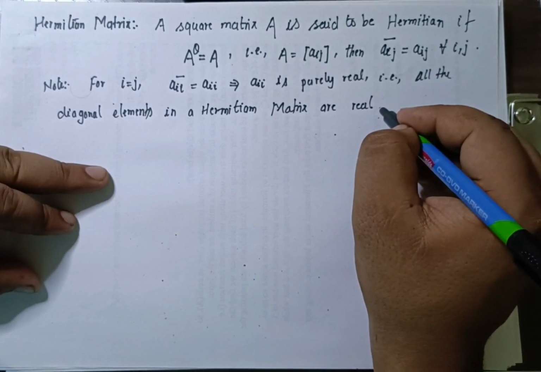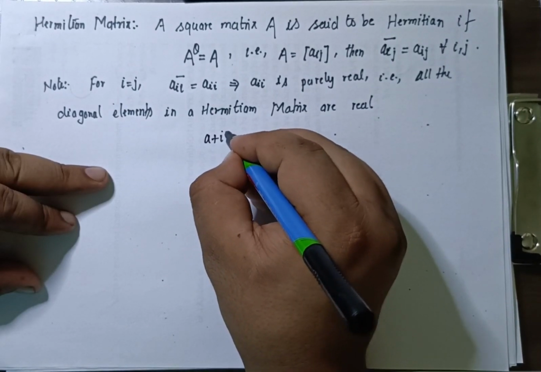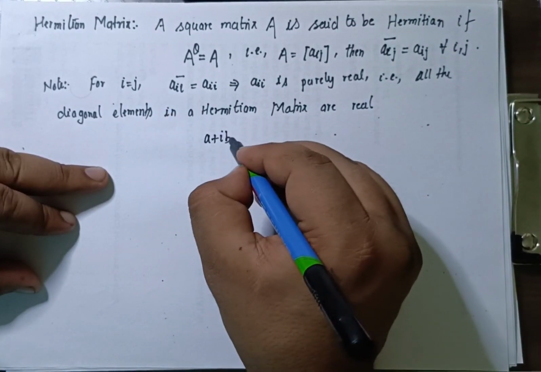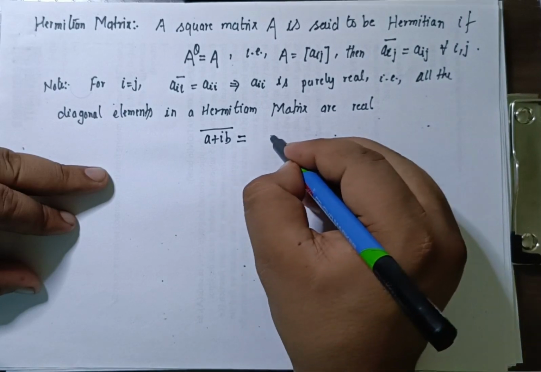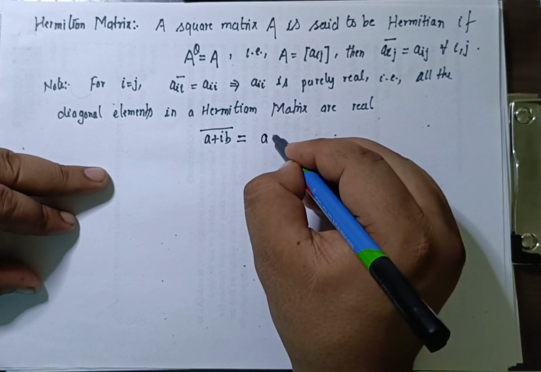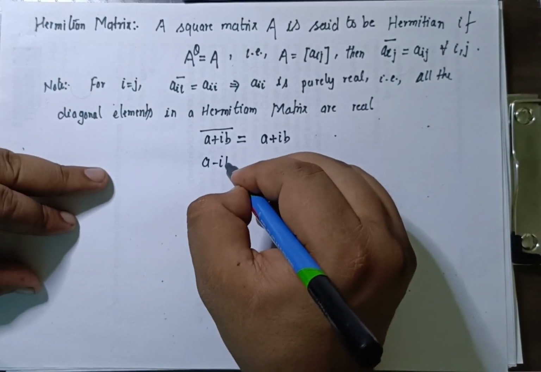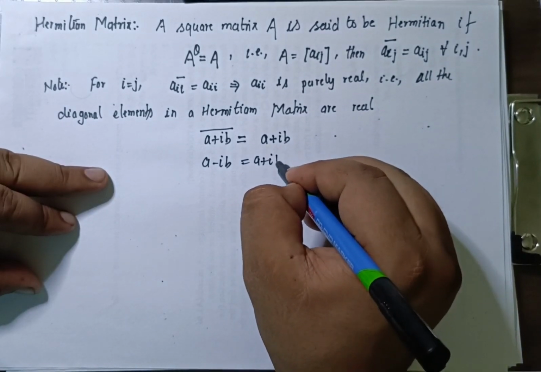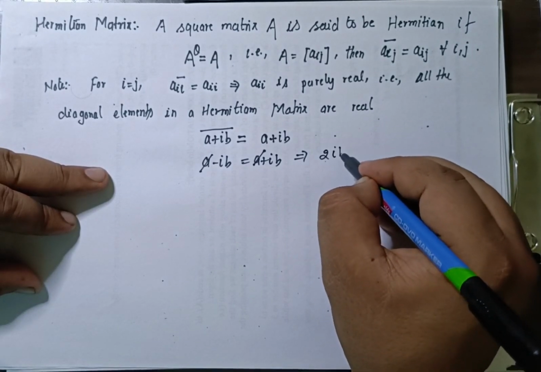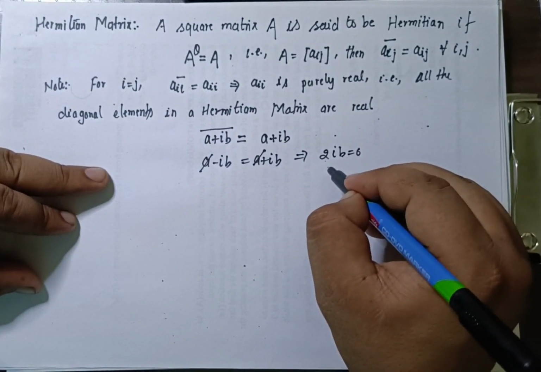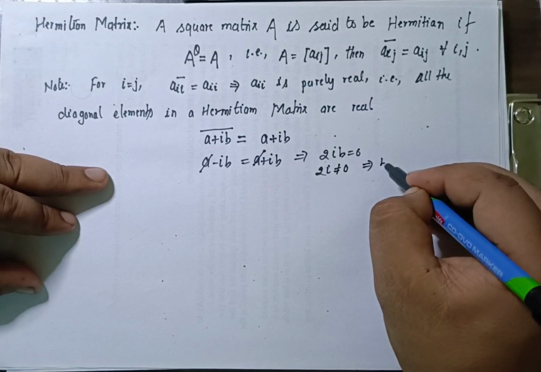Or you can see it another way. For example, if we have a complex entry on the diagonal, the element is a complex number, and its conjugate transpose means a plus iota b. So what does it mean? A minus iota b is equal to a plus iota b. So the a cancels out, and here we have 2 iota b equals 0. Iota cannot be 0, so this implies b is equal to 0.